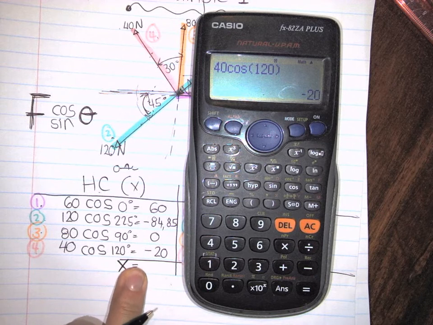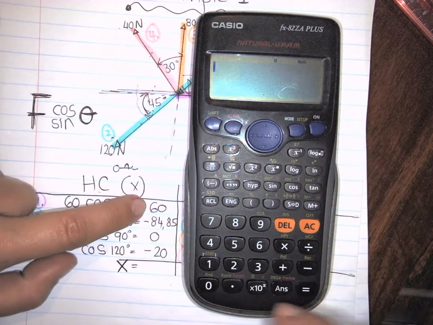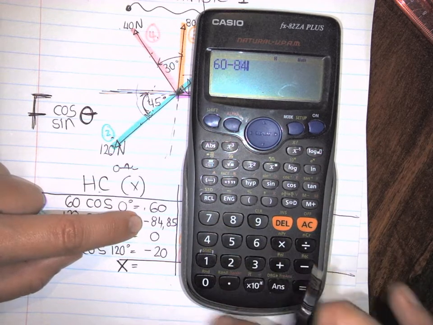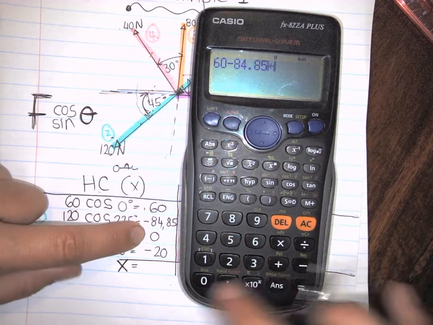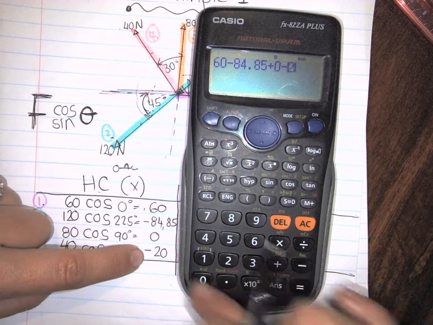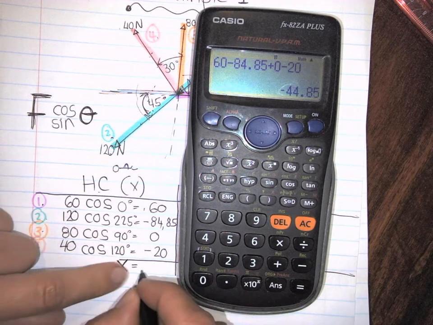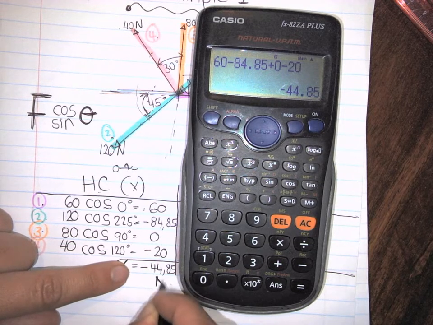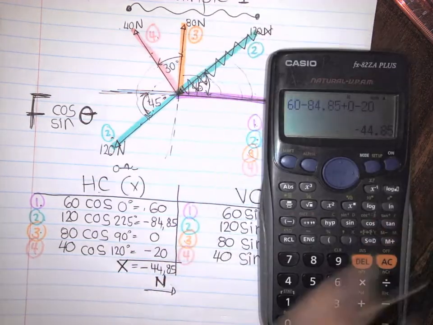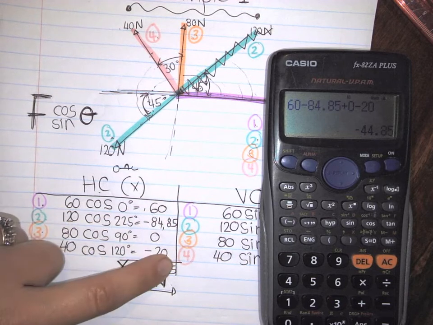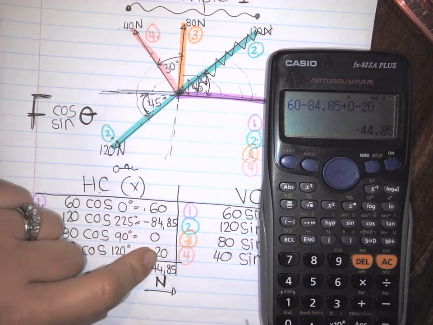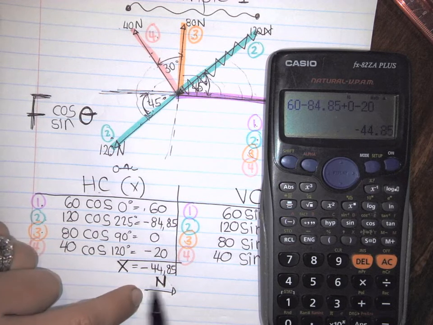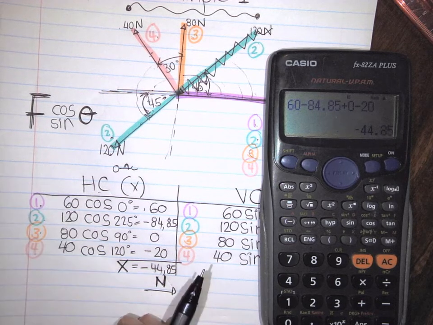So to get the total x value, I have to go say, remember it's positive 60, so 60 minus 84,85 plus 0 minus 20. And that gives me a minus answer of 44,85 newtons. Remember, these are forces, so you have to write newtons. You don't have to write anything there, and please don't make a mistake there. Rather write the Newton answer here at the bottom. And if you don't write newtons there, you don't get the marks. Please don't make that mistake.